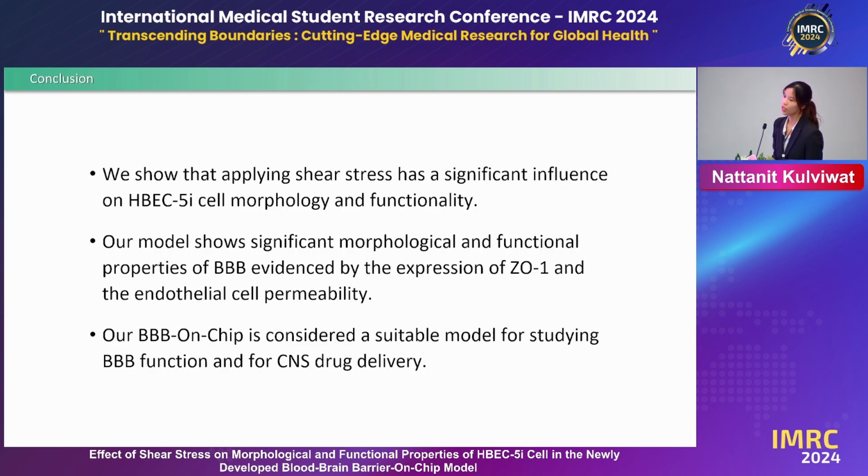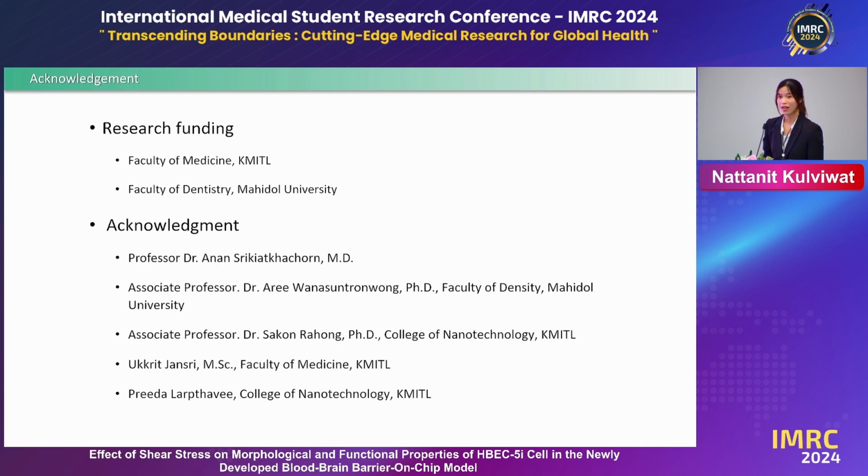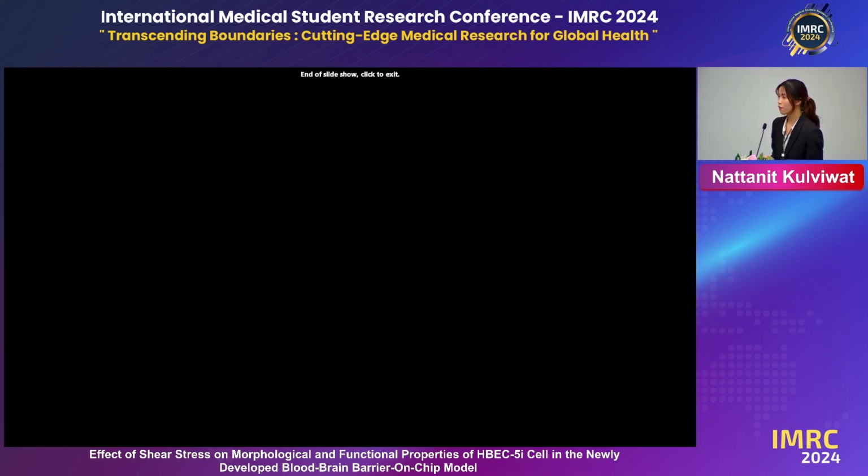So in conclusion, we show that applying shear stress has a significant influence on hCMEC/D3 cell morphology and functionality, which is evident by the expression of ZO-1 and endothelial permeability. So it's considered to be a suitable model for studying blood-brain barrier function and for studying central nervous system drug delivery. So here is our acknowledgement, and thank you for your attention.